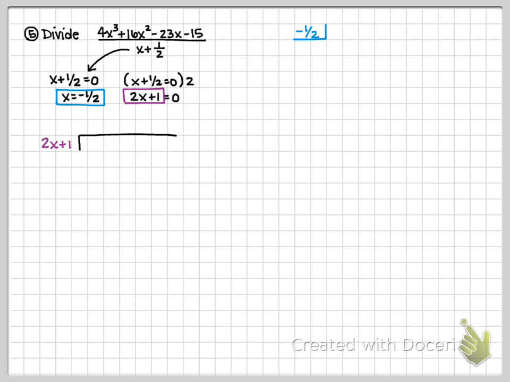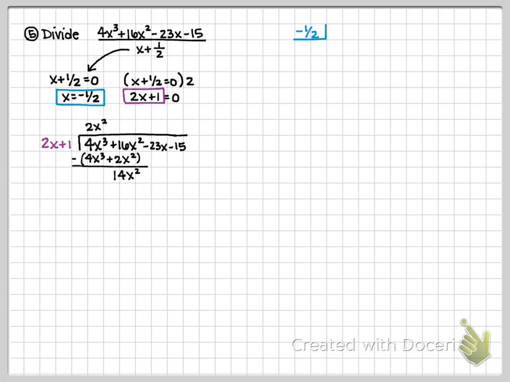All right, so I have a 4x cubed, 16x squared, 23x, and a 15. Okay, so I'm just going to go ahead and do my division like I normally would. So this is going to give me a 2x squared. Multiply that out in front, and then subtract.